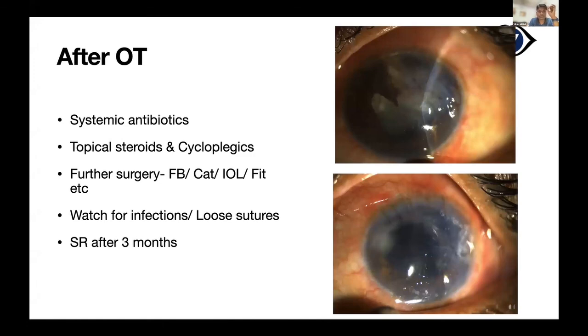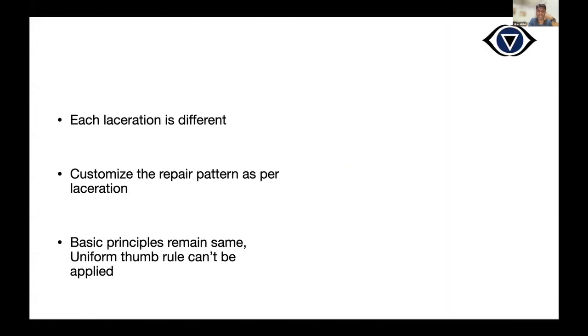And these sutures tend to get loose. Watch for them and ensure that any loose suture is removed. If you are removing within 1 month, replace it, otherwise you can remove it. Routine suture removal would be around 3 months. In children, they heal early, so you can plan a slightly early suture removal as well.